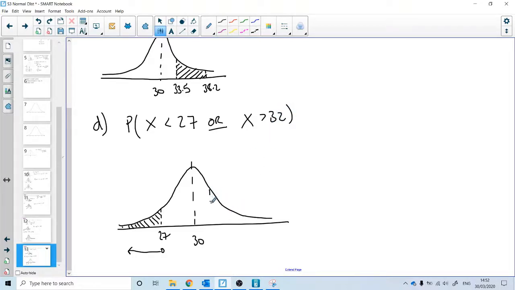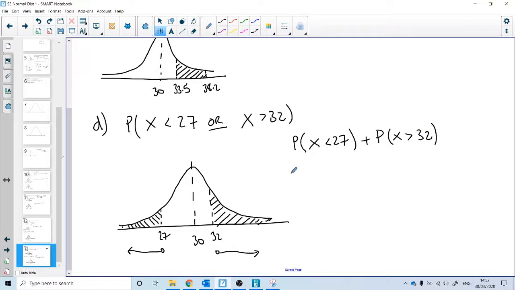So let's label on 32, and we could have x being there. So we need to include this area as well, because we don't care whether we're in this region to the right of 32 or to the left of 27. So we're going to have to do these two regions separately on our calculators. So we're going to do the probability of x being less than 27, and then we're going to plus the probability of x being greater than 32.